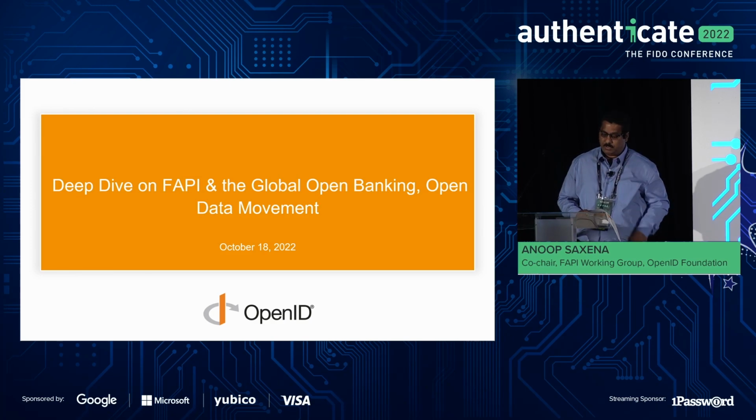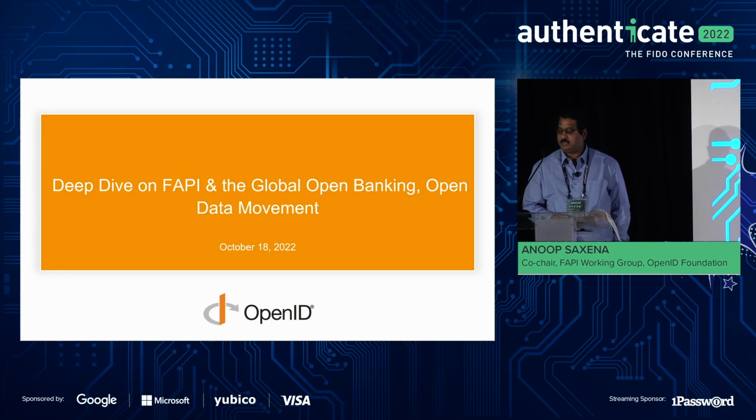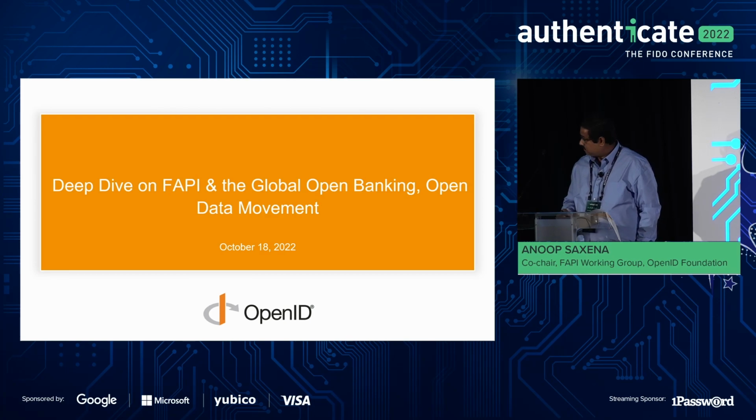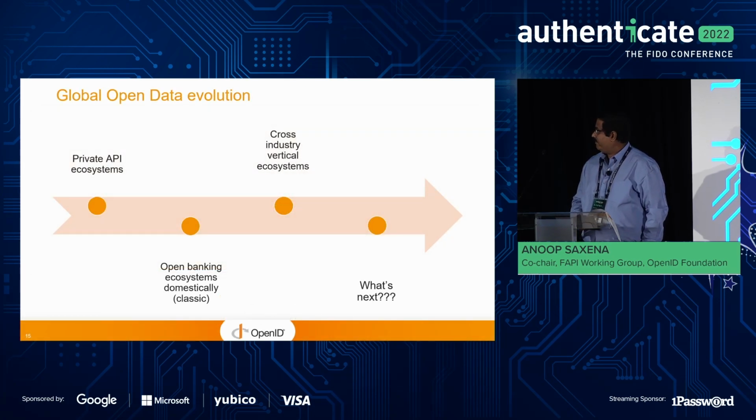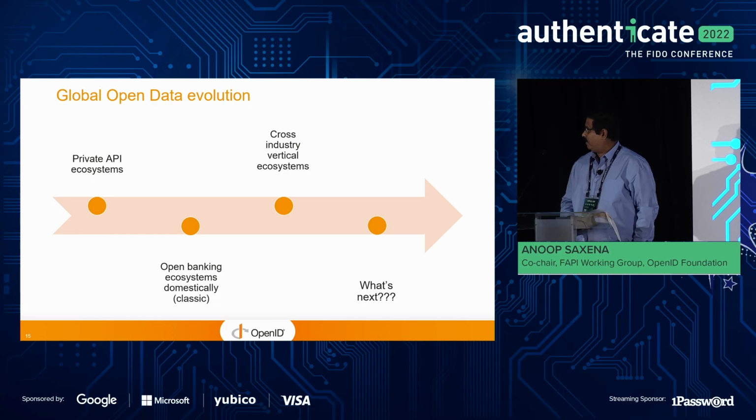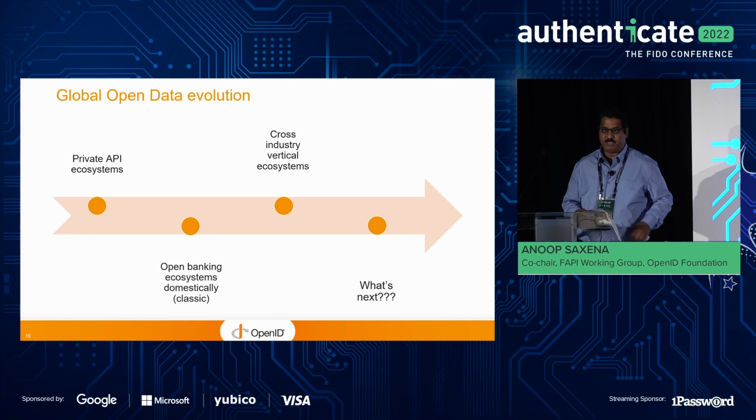So how did the global open data evolution start? It started with private API ecosystem, followed by open banking ecosystem domestically started coming up, with each jurisdiction coming up with their own way of solving for open banking. And then after that, it picked up from a cross-vertical ecosystem, like healthcare and insurance company started coming up along in that. So we'll be looking at what is the next coming up in this evolution.